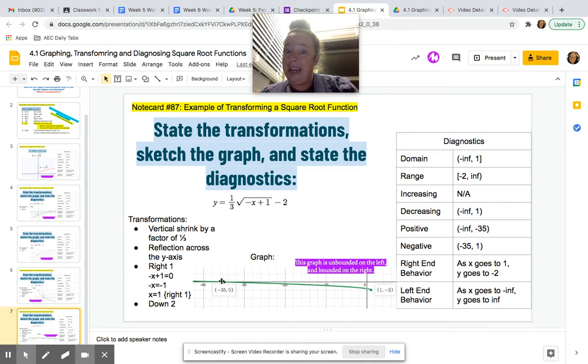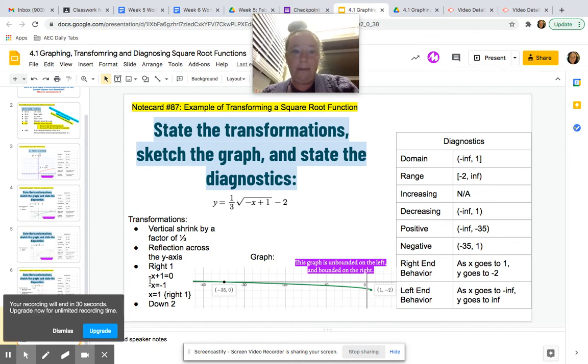This one's wonky. The graph is unbounded on the left because we reflected it over the y-axis. So it's unbounded on the left and it's bounded on the right. So my domain is negative infinity to 1. My range, bottom to top, negative 2 included, and this is just going to keep going up. Okay, this video is about to be over, so I'll finish up this note card in the next video.